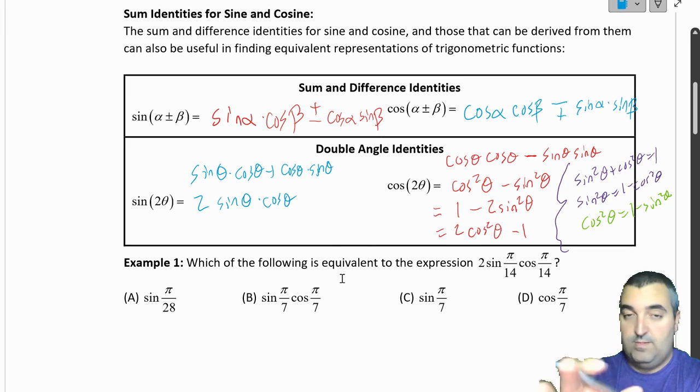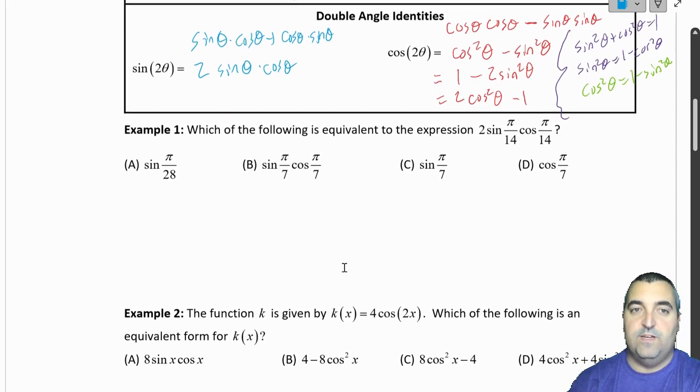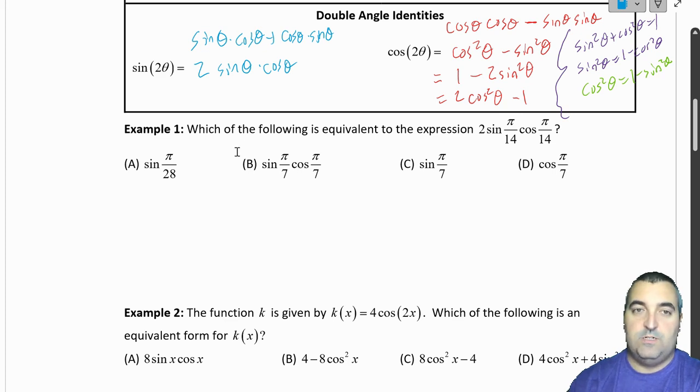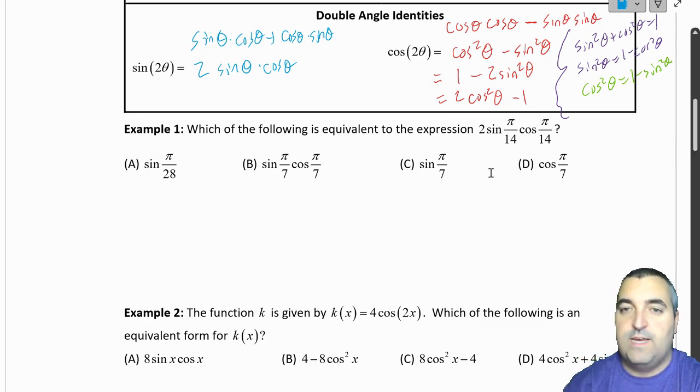Okay, so that was a lot of identities. Let's do one example, and then that'll be it for this video. It's a multiple choice question. It says, which of the following is equivalent to the expression 2 sine pi 14ths cosine pi 14ths? You may be like, I don't know how to do sine or cosine of pi 14ths. I don't know what that triangle would look like. And you'll notice that's why they don't give us super nice answers here.